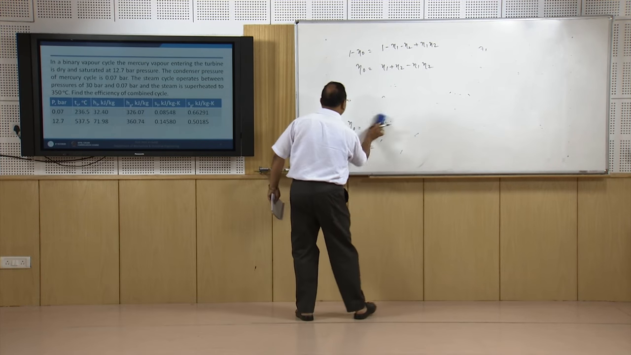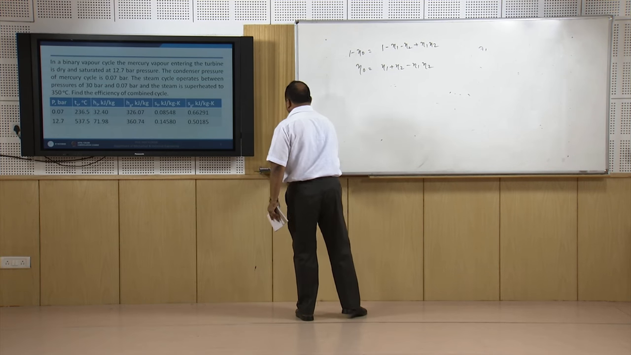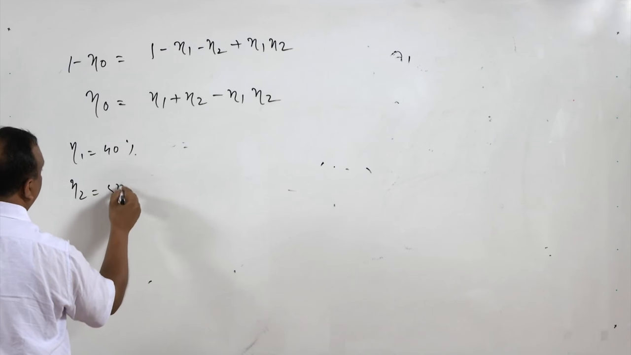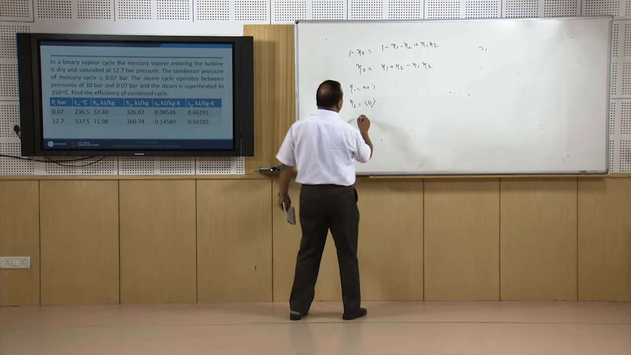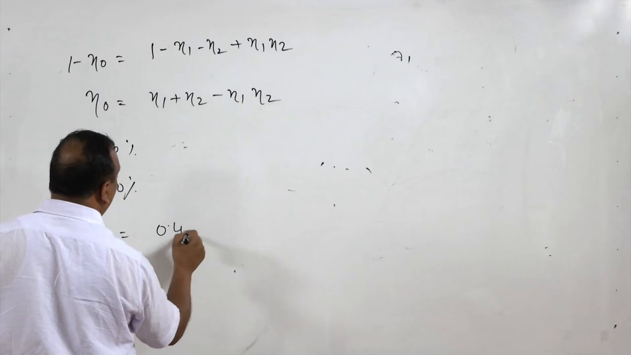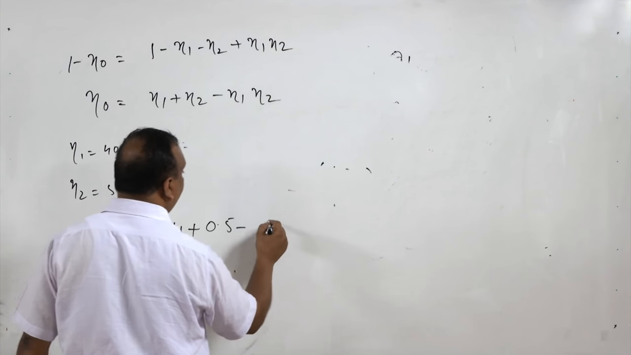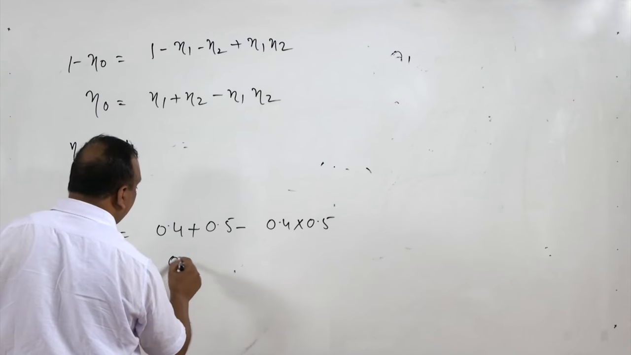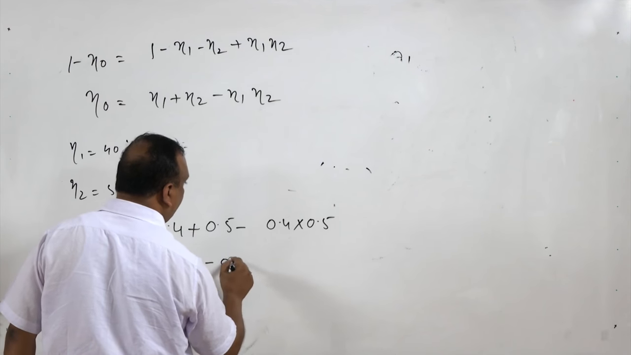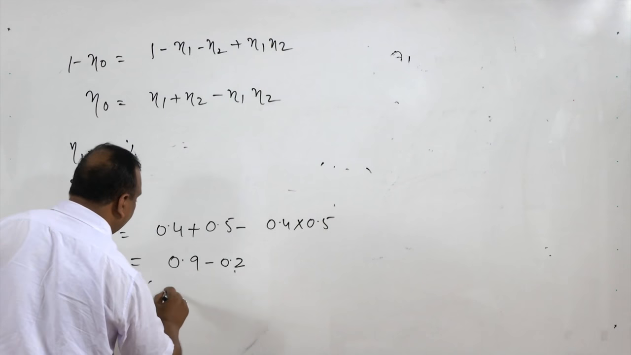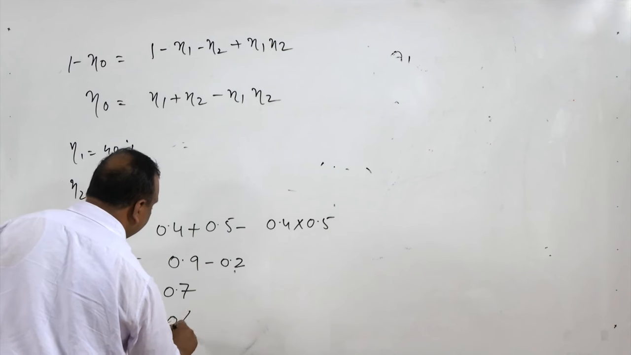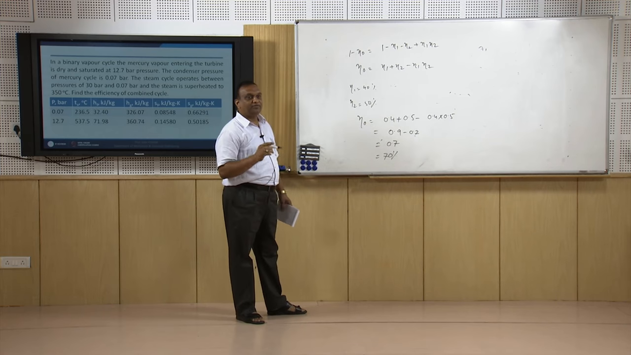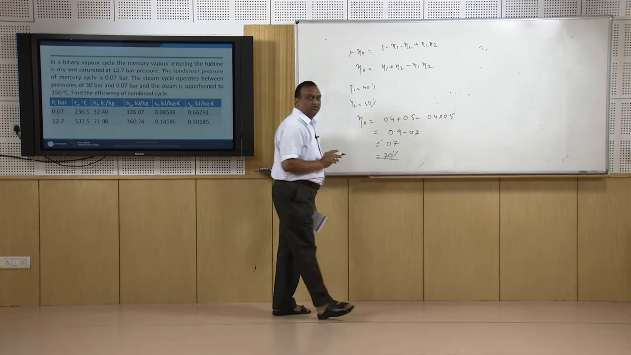Now, if we take the first efficiency as 40%, and another as 50%. So, the first cycle in the coupled cycle has efficiency 40% and the second 50%. So, the overall efficiency is going to be 0.4 plus 0.5 minus 0.4 into 0.5. That is going to be equal to 0.9 minus 0.2, which is 0.7 or 70%. So, individual cycle efficiencies were 40% and 50%, but we have coupled the cycles, and the efficiency has increased to 70%.